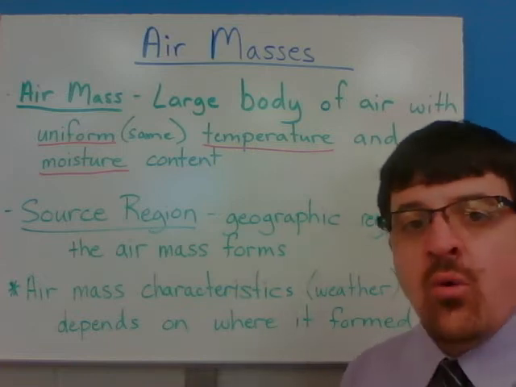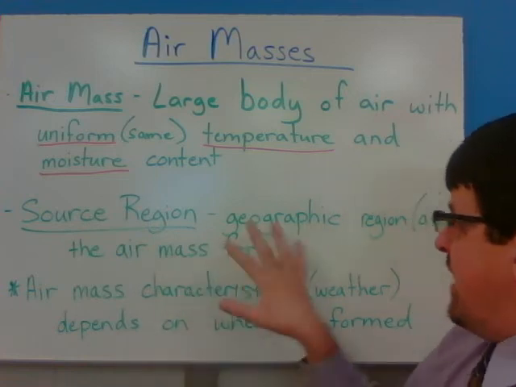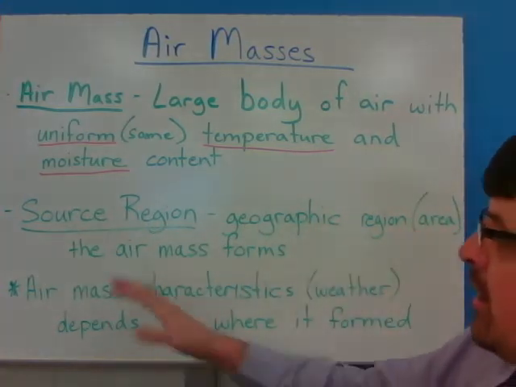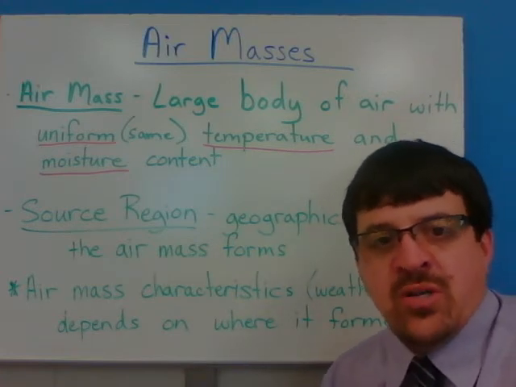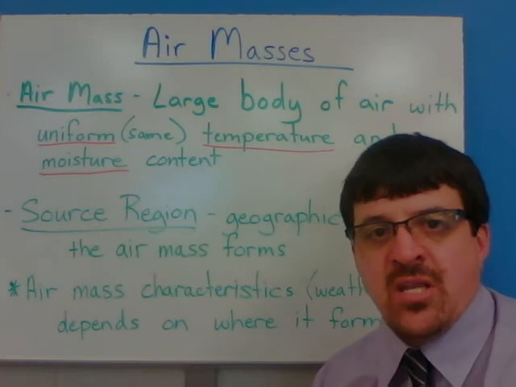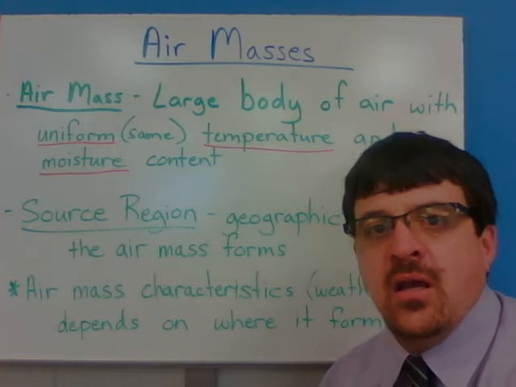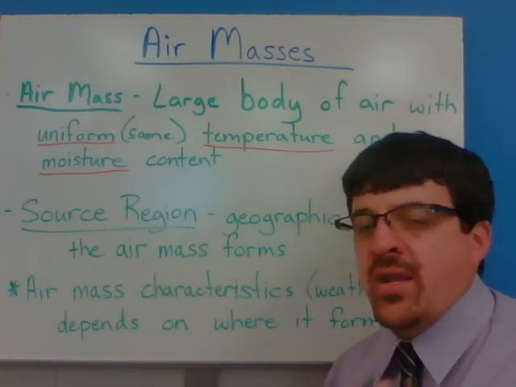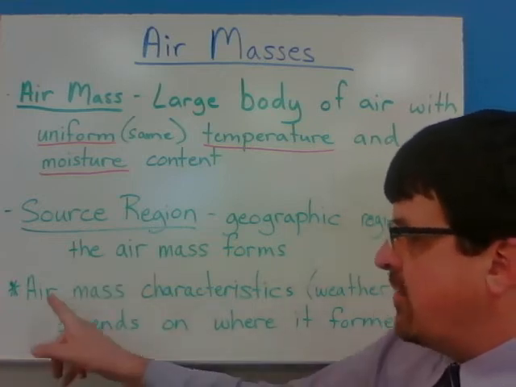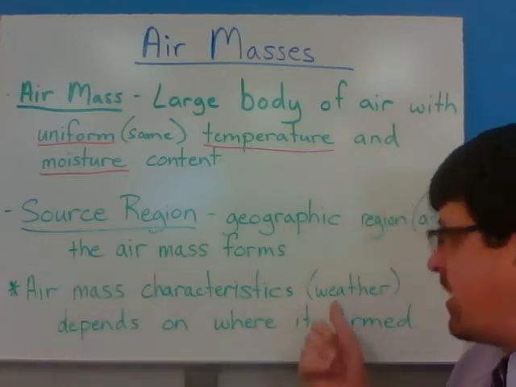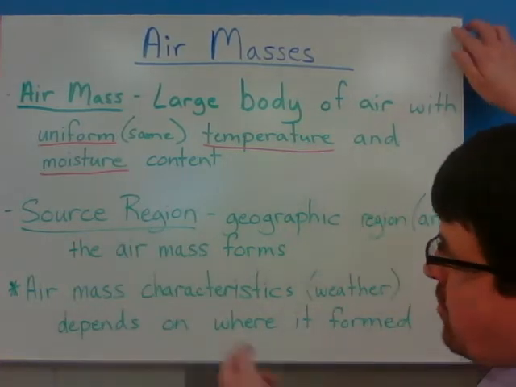Okay, now this is all going to be determined by the source region that it forms in. That's the geographic region or the area that the air mass comes from or forms in. These different air masses might sit over top of an area, take on the characteristics that that area has, and then that weather works its way towards us. The weather characteristics depend on where it formed, and that's that source region.